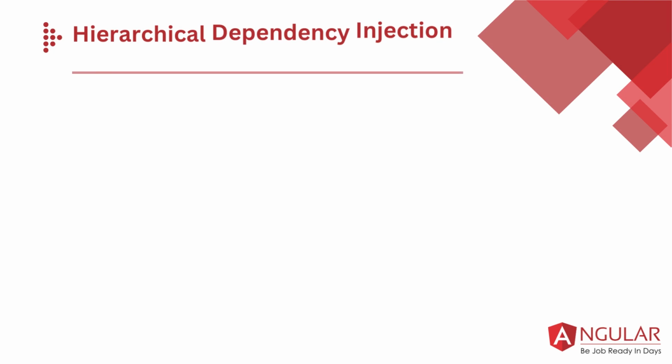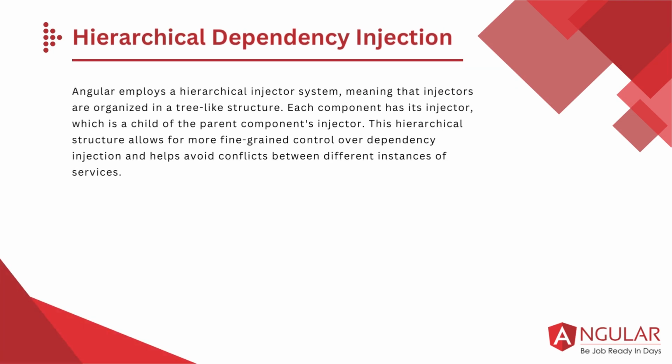2. Hierarchical Dependency Injection. Angular employs a hierarchical injector system, meaning that injectors are organized in a tree-like structure. Each component has its injector, which is a child of the parent component's injector. This hierarchical structure allows for more fine-grained control over dependency injection and helps avoid conflicts between different instances of services.